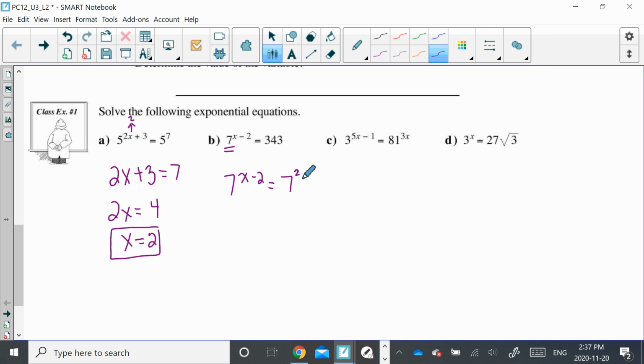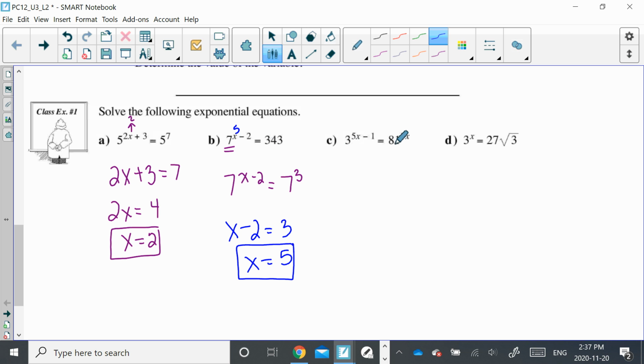So I've done step 1, which is writing both sides of my equation with the same base. You can then go on to step 2 and drop your bases. Equate your exponents. x minus 2 is equal to 3. Get rid of the negative 2 by adding 2 to both sides, and you're going to get x is equal to 5. To double check, 5 minus 2 is 3. 7 to the power of 3, if you type that in, you will get 343.